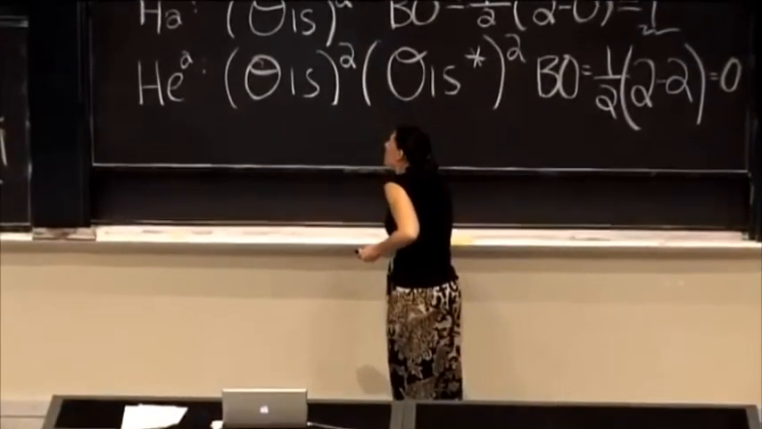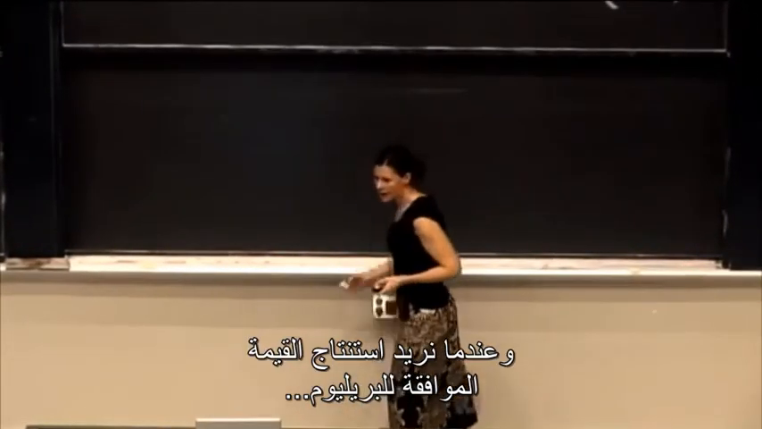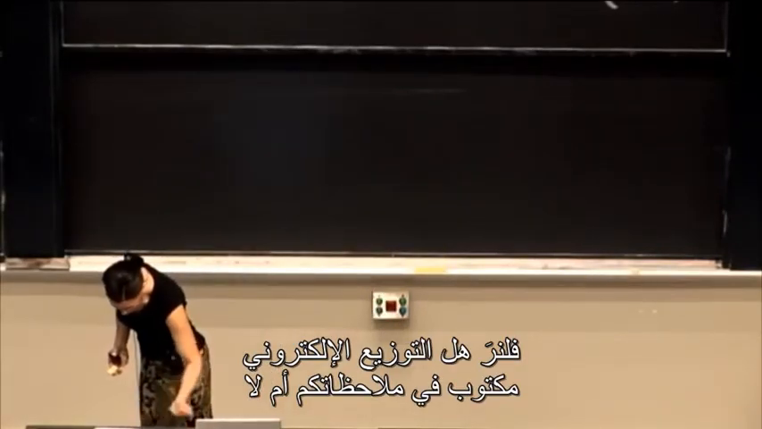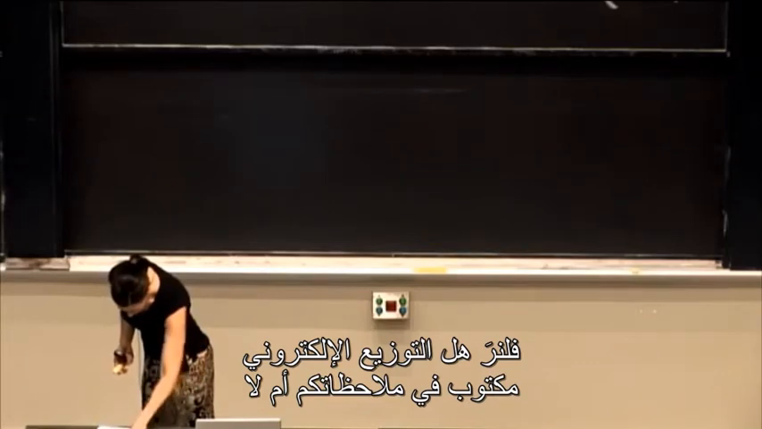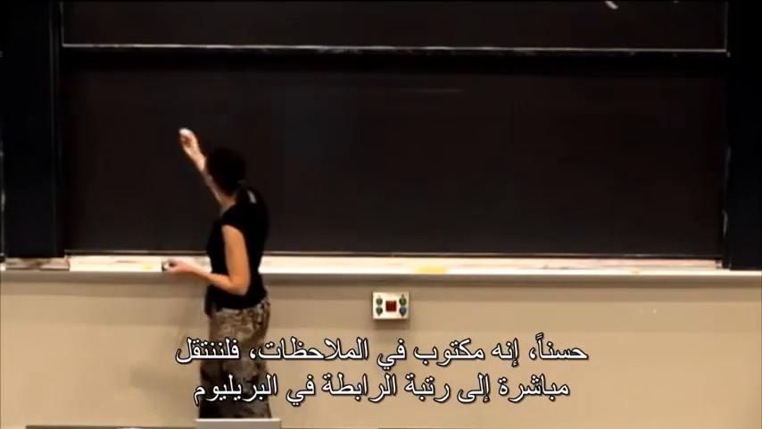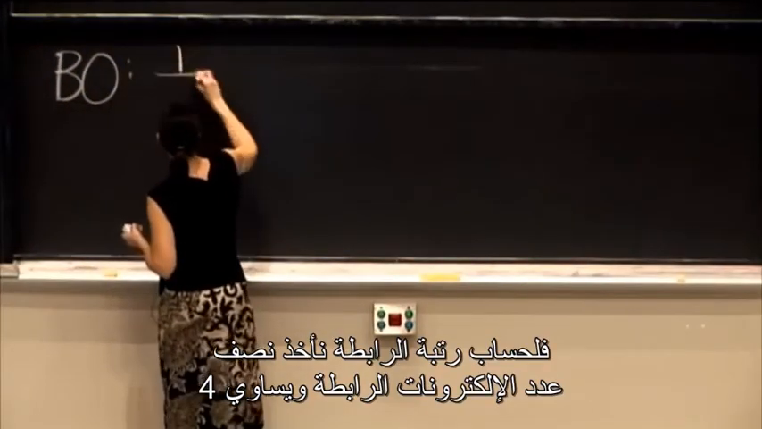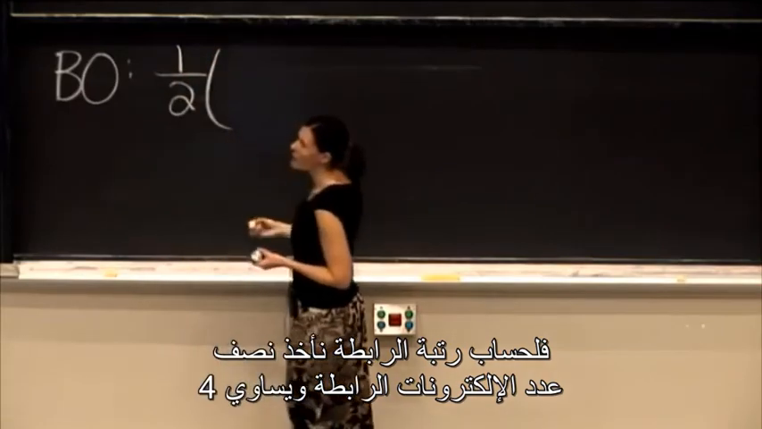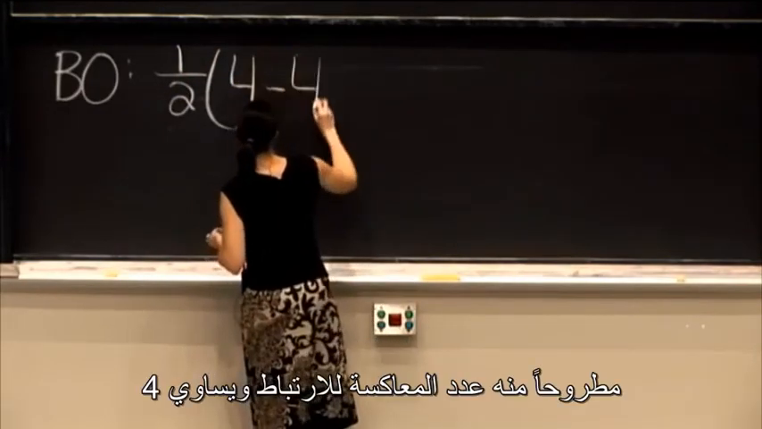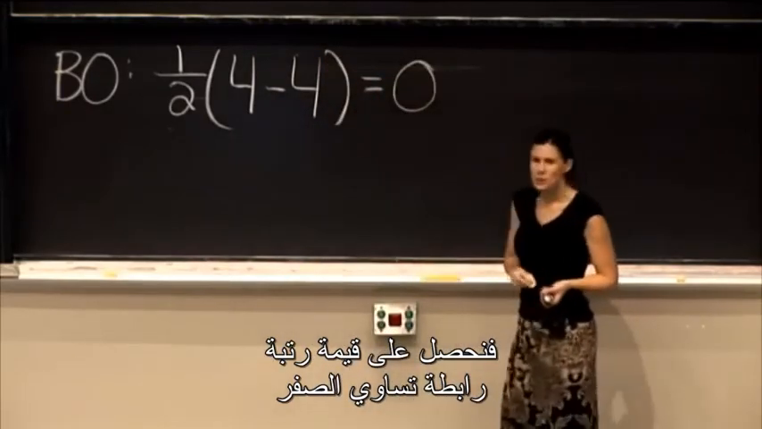Let's see. So when we figure it out for beryllium, let's see if I wrote in your notes what the actual electron configuration is. Okay, that's already in your notes for you. So let's go right to the bond order for beryllium. For the bond order, we want to take 1/2 of the total number of bonding electrons, so that's going to be 4, minus antibonding, which is 4. So we end up getting a bond order that's equal to 0.